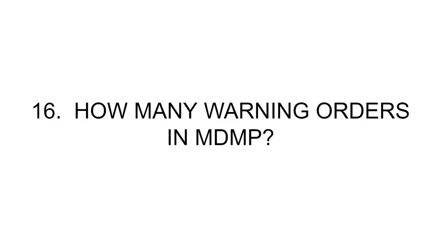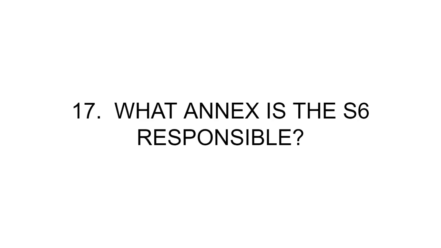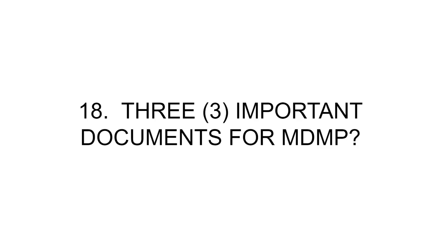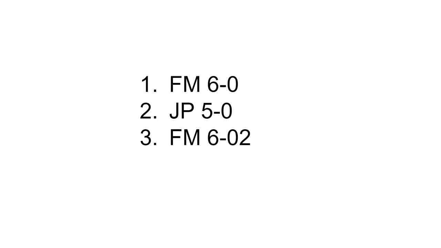16, how many warning orders are there in MDMP? Another easy one. There are 3 warning orders in MDMP. 17, what annex is the S6 responsible for? Again, this is relative to my schoolhouse, and it's Annex H for signal. 18, 3 important documents for MDMP. And that is FM 6-0, JP 5-0, and FM 6-02. The last FM, again, is relative to signal school.